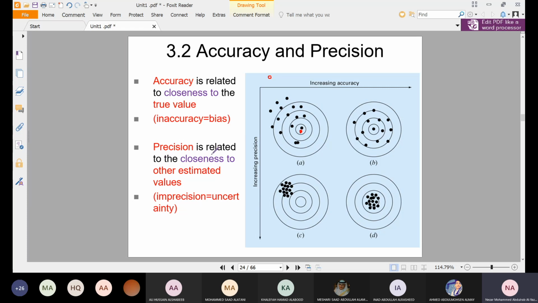The precision is related to how close your estimations are to each other. Okay, so here this is also imprecise, because all the results are not close to each other.